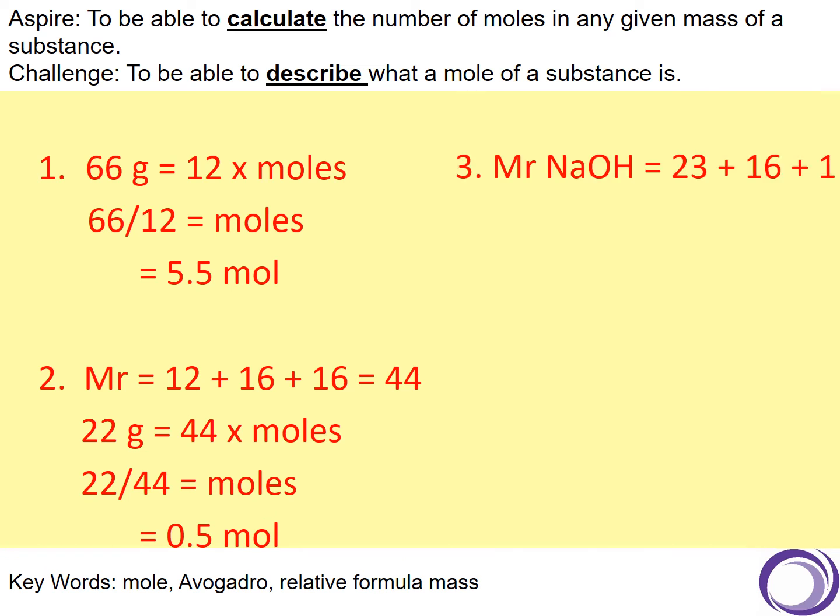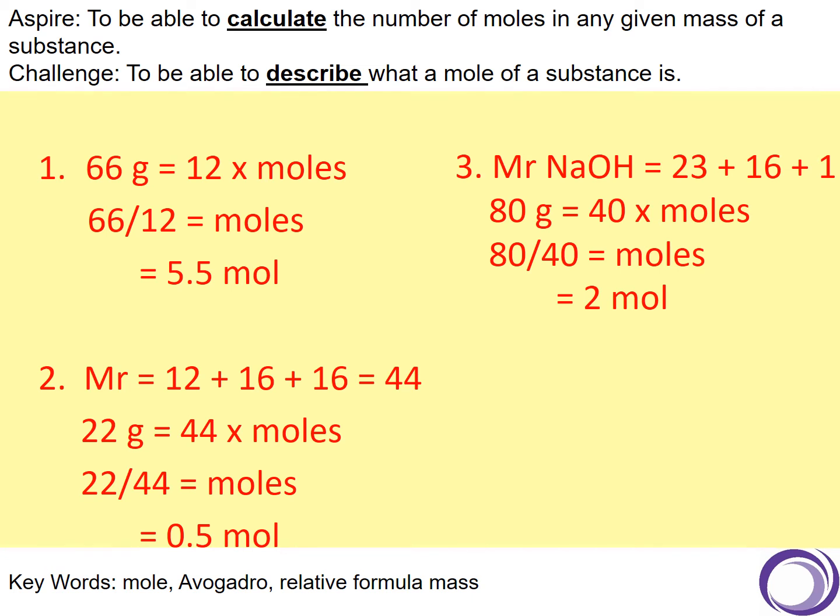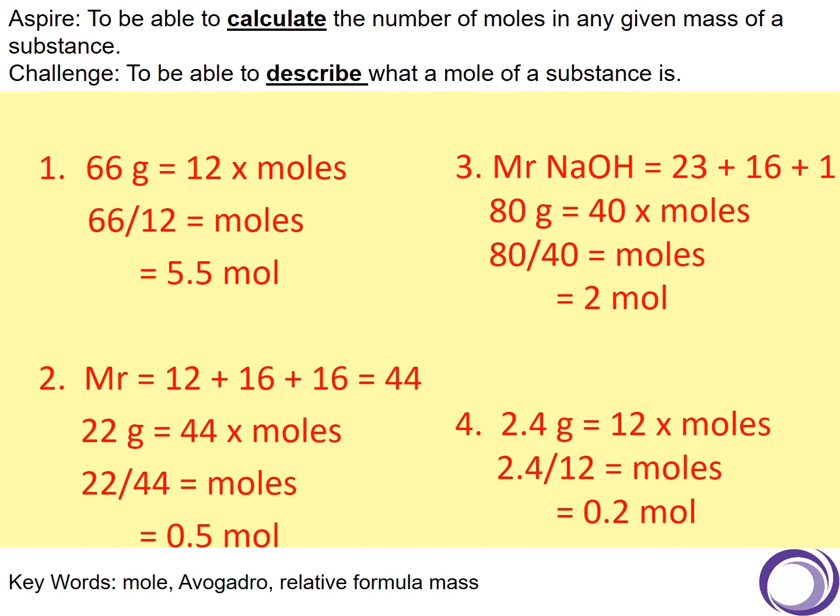For number 3, again working out the molecular mass, we end up with a molecular mass of 40. So 80 equals 40 times the moles. Divide both sides by 40. We end up with 80 over 40 equals the moles. So that comes out as 2 moles. And finally, 2.4 grams equals 12 times the number of moles. So 2.4 divided by 12 is the number of moles. So we come out as 0.2 moles. Hopefully you got all of those correct. If you didn't, go back, watch the video again in terms of how to calculate those things and have another go.